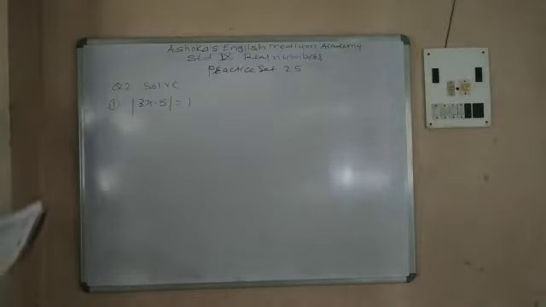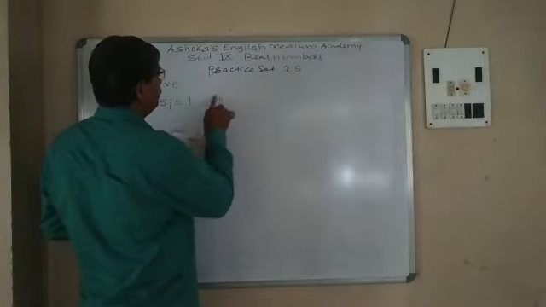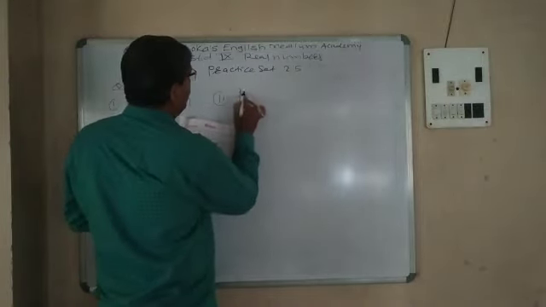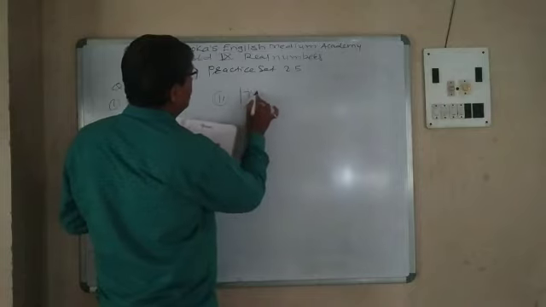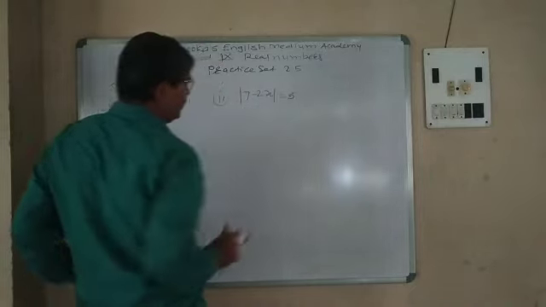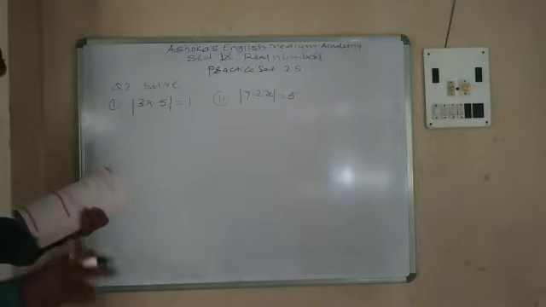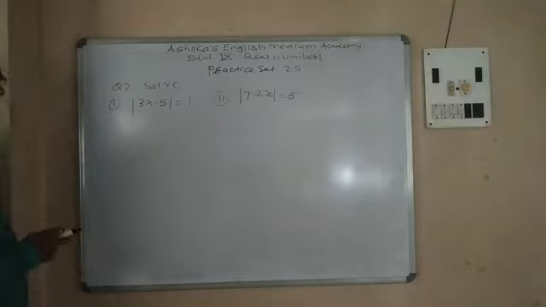Second question, mod 7 minus 2x is equal to 5. We will solve these two questions. Actually, there is a need to take question number 3 and 4. Okay, let it be, I will take all.